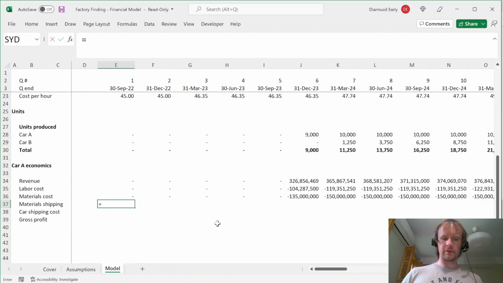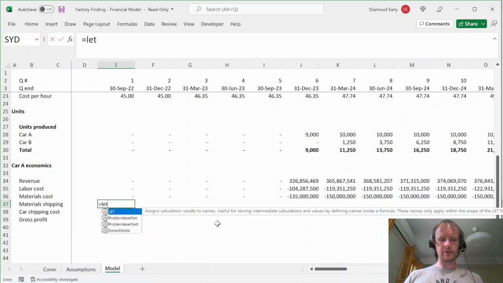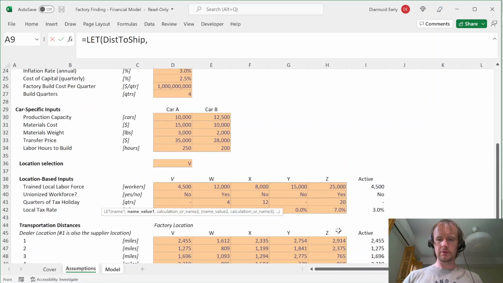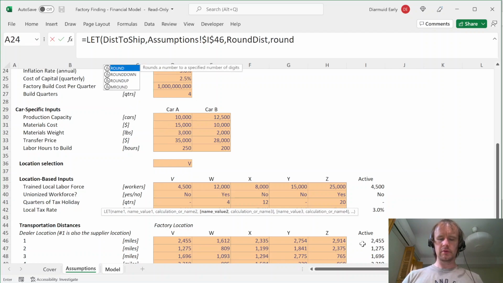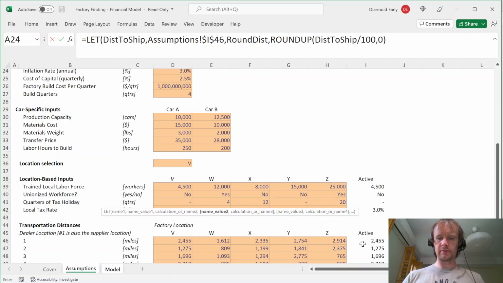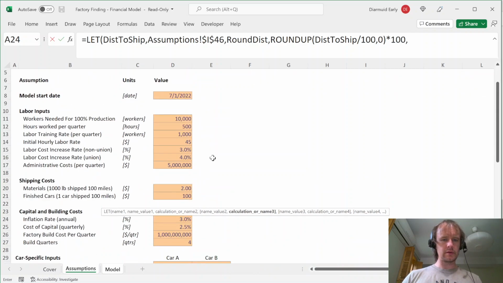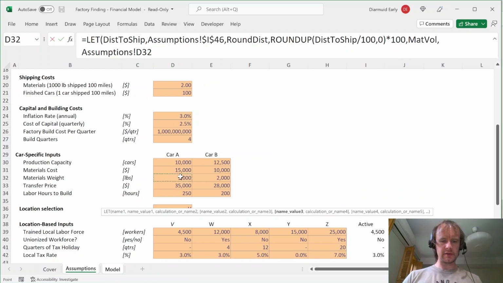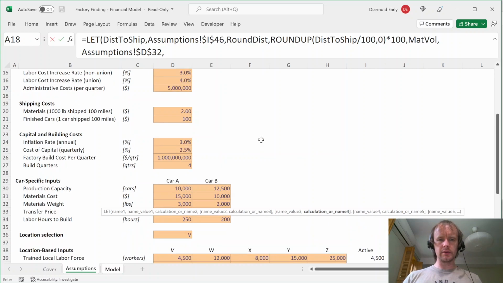So, there's a few different pieces going on here. I'm just going to put it all in a LET. Dist to ship is going to be this guy here. And round distance is going to be, let's call it round up: dist to ship over 100, round up to the nearest 0, and then multiply by 100. And then we'll call it material volume is 3,000 pounds.